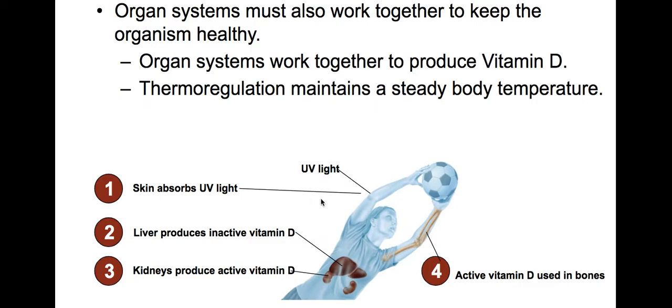So in this particular diagram here, we'll start with the UV light. So UV light is hitting this soccer player's skin. Her skin is going to absorb that UV light, and then her liver actually is producing inactive vitamin D. The kidneys are producing active vitamin D, and then active vitamin D is used in bones to help your bones stay strong.